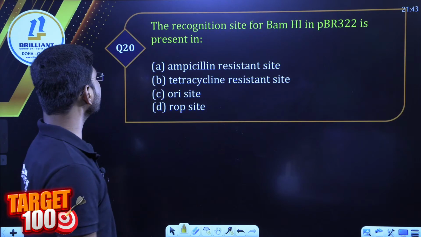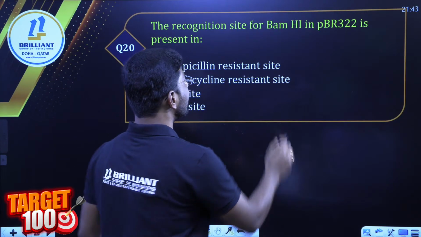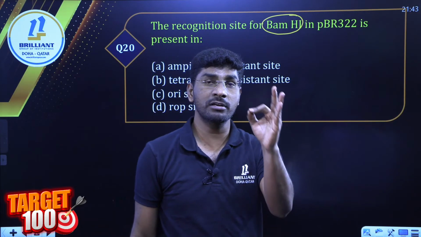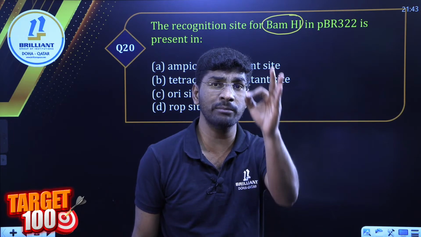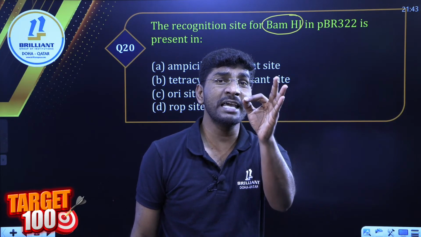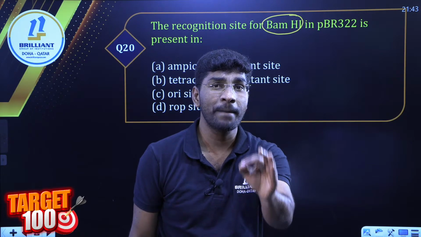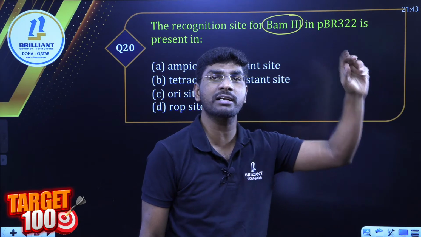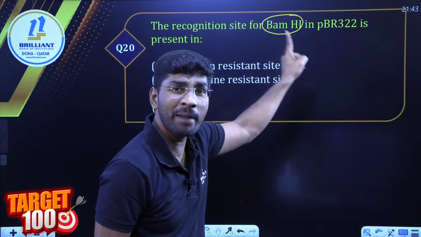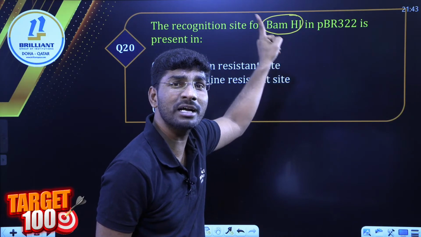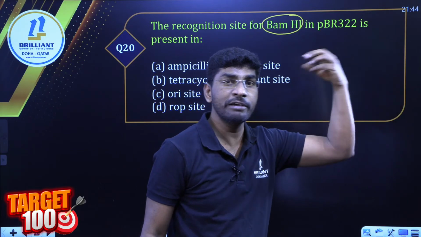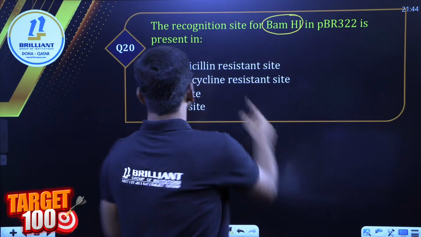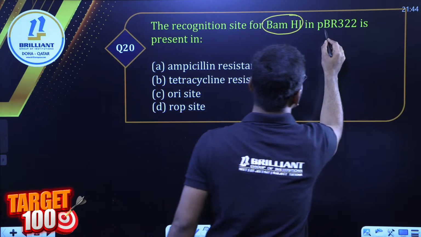Next question. The recognition site. This type of question, answer me. My dear children, I am clearly telling you, it has been a long period, I am shouting in the class also. Do you remember? The pBR322 diagram is very, very important. It is an artificial vector. They are asking where the BamHI restriction endonuclease cutting site is present. If you don't know the entire pBR322 diagram, it is very tough to pick the right answer.